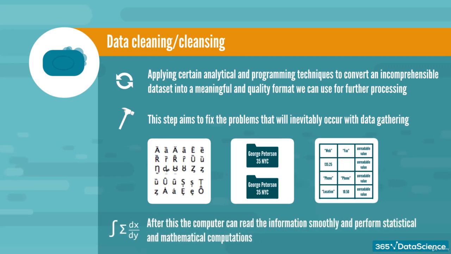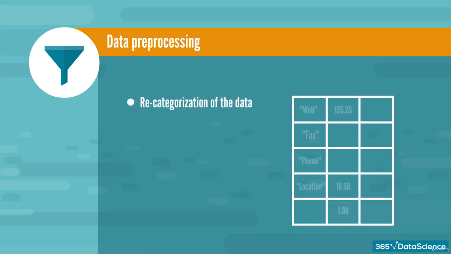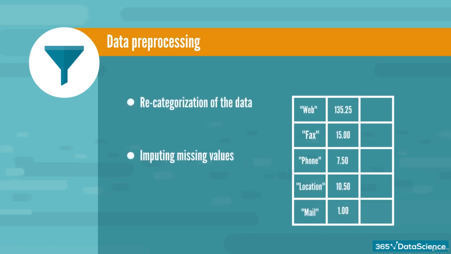They will know that the computer can read the information smoothly, which also means that it can perform statistical and mathematical computations. These happen at the data pre-processing stage. Recategorization of the data, imputing missing values, and shuffling are all examples of the consequent statistical adjustments a data analyst has to apply at this step.